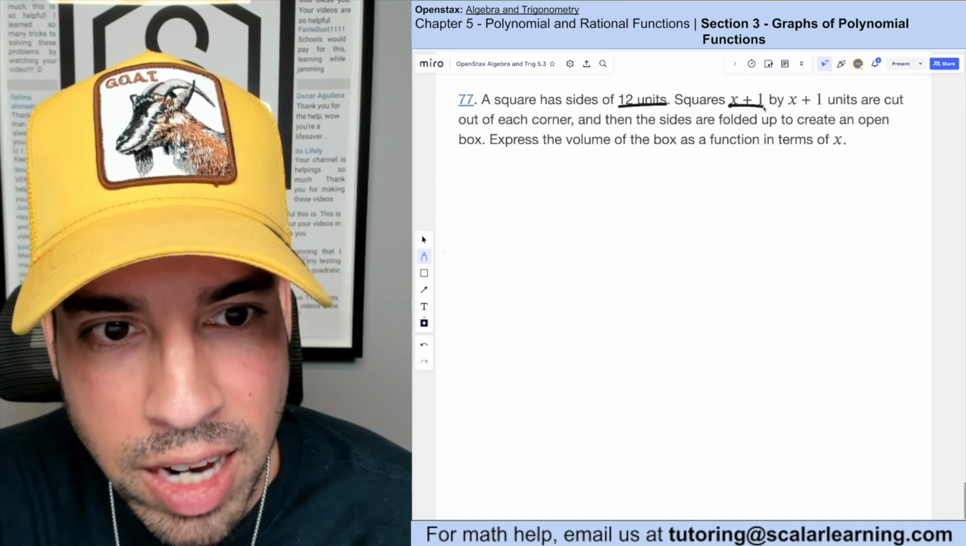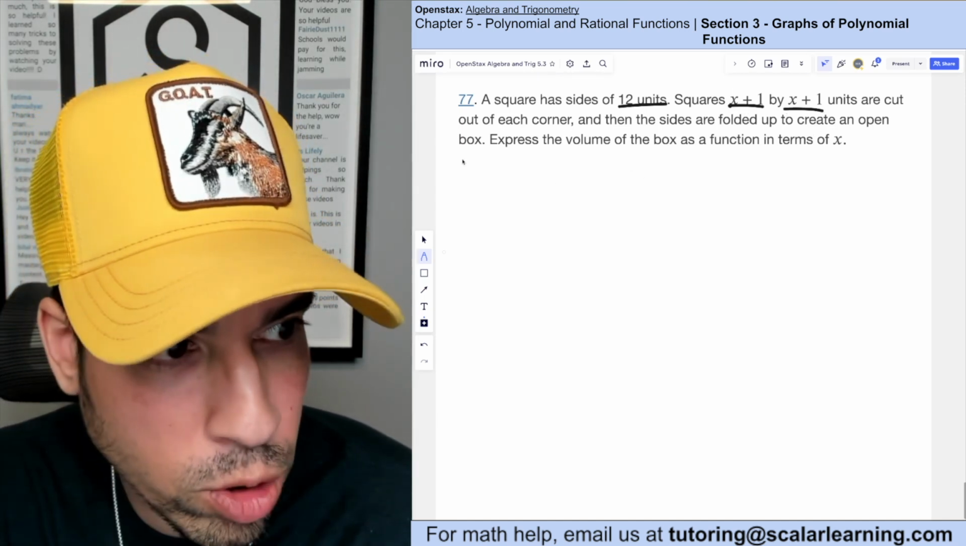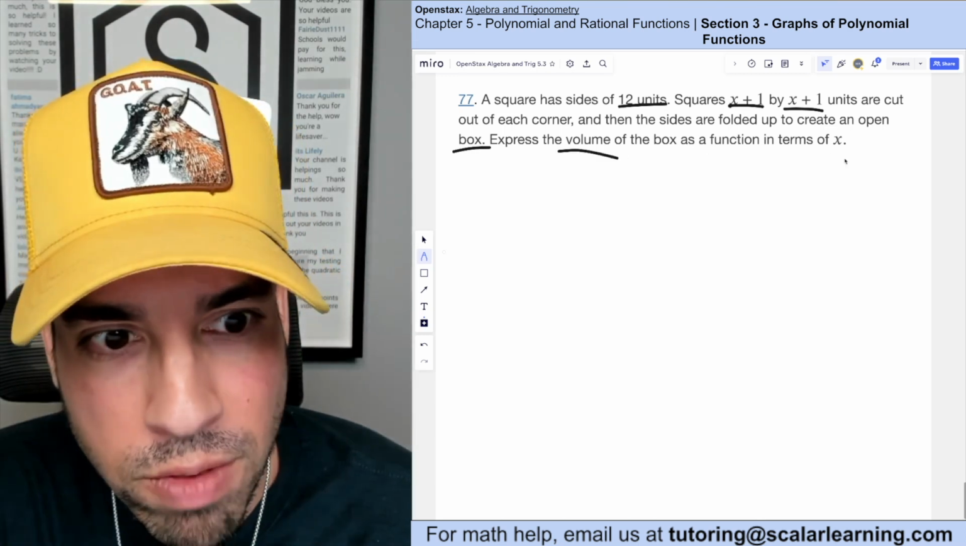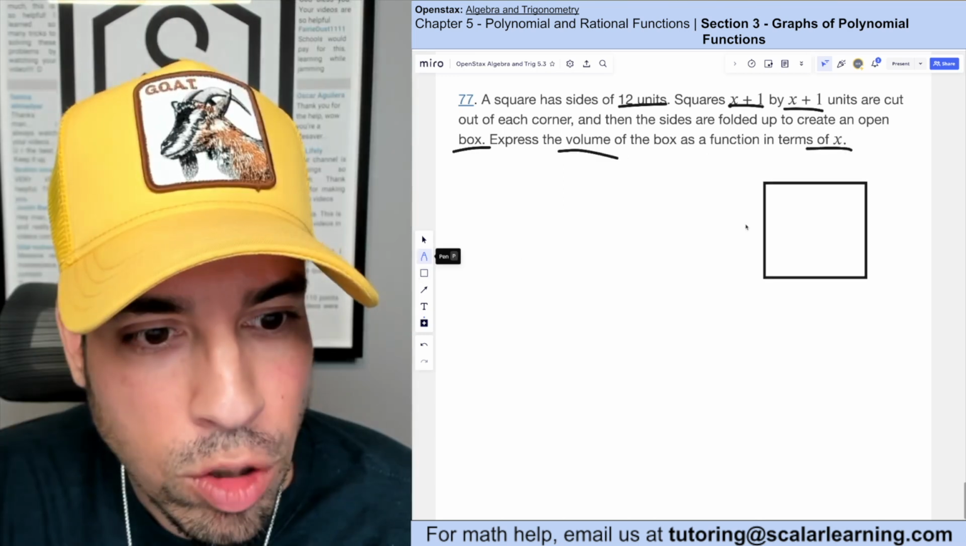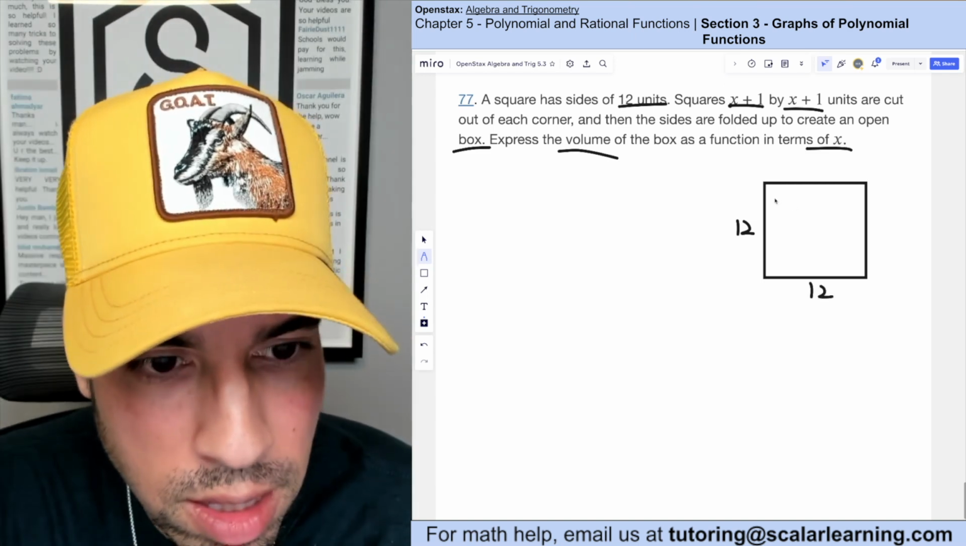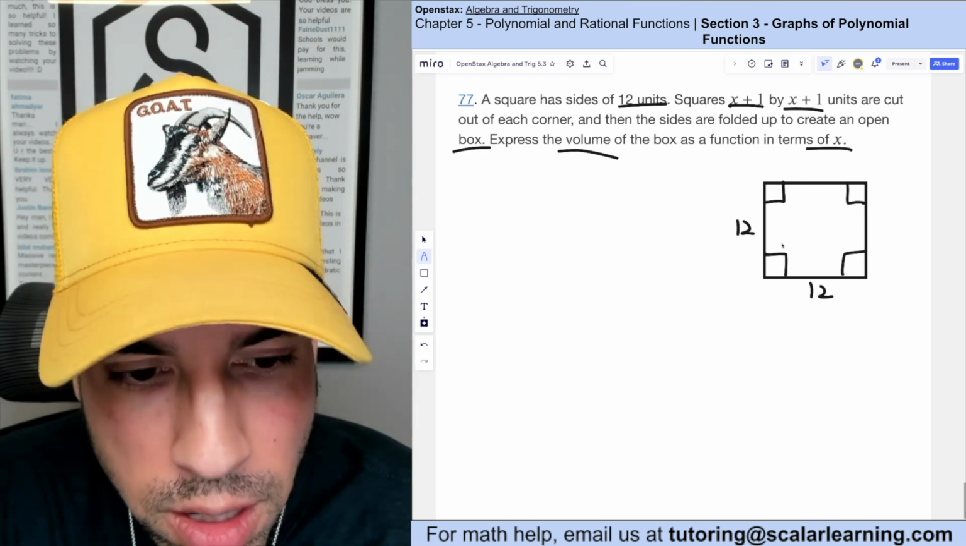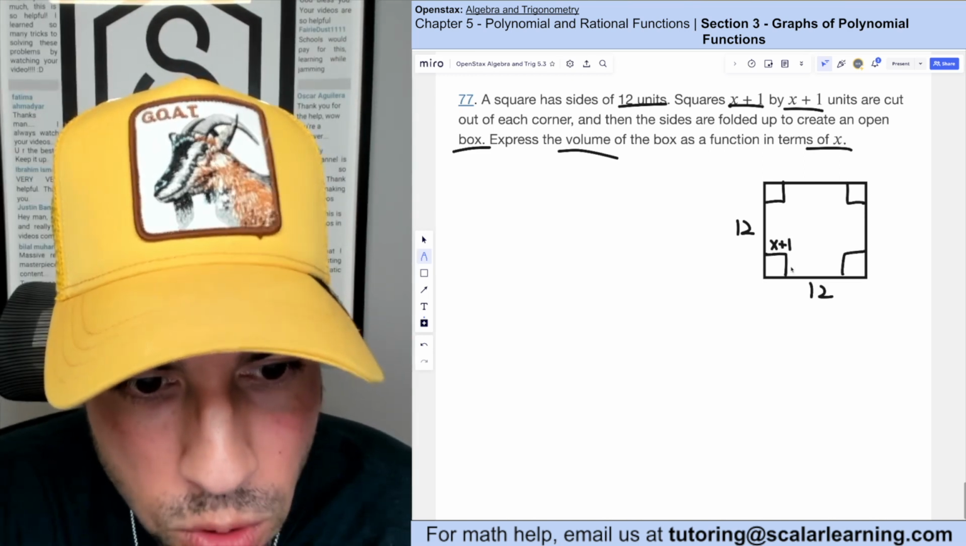A square has sides of 12 units. Squares of x plus 1 by x plus 1 units are cut out of each corner, and then the sides are folded up to create an open box. Express the volume as a function in terms of x. So we're going to draw out a little diagram, and this is a 12 by 12 square, as they said there. And then we got little squares that are cut out of each corner like so. And the dimensions of these squares are x plus 1, x plus 1.